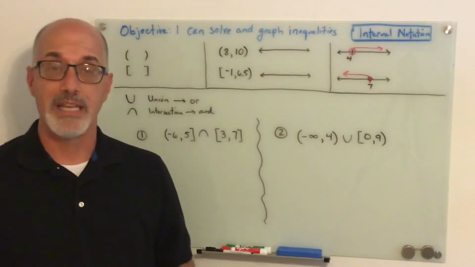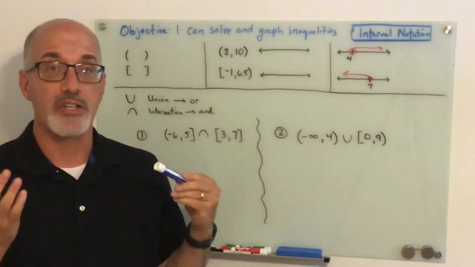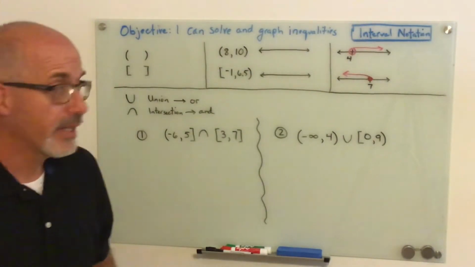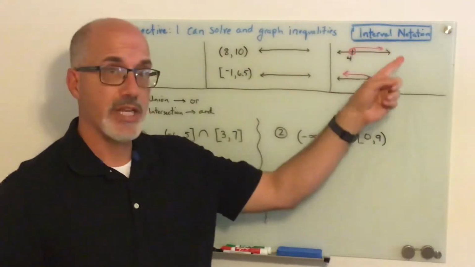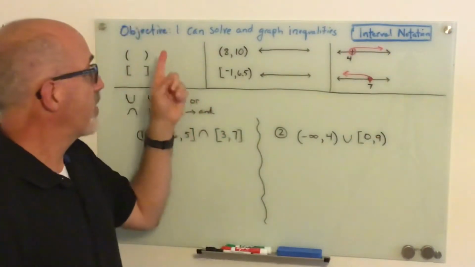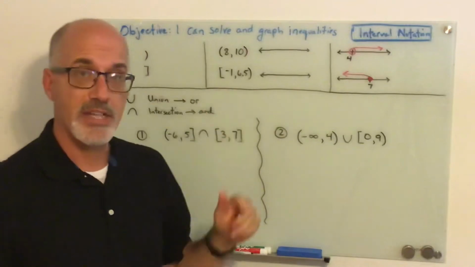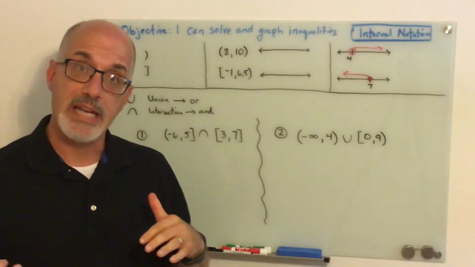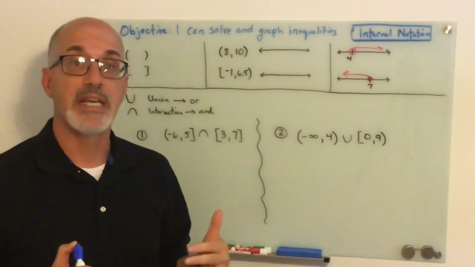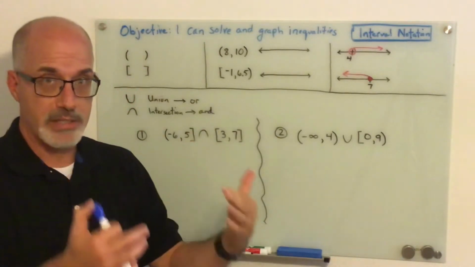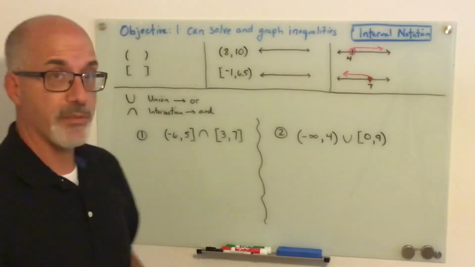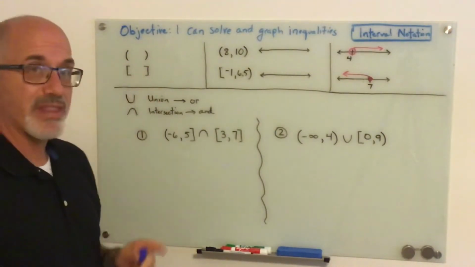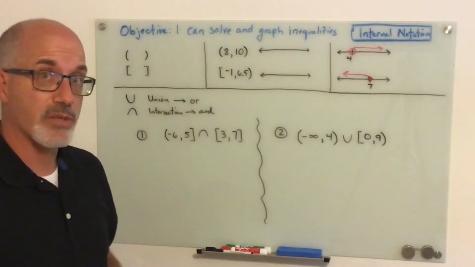Going to look at inequalities, but we're going to look at a shorthand version of doing the notation for it. It's called interval notation. So while our objective is still I can solve and graph inequalities, most of these are going to be looking at it in a different type of notation and thinking and translating it back into the notation we're familiar with. So we're going to be using parentheses and brackets for this notation.